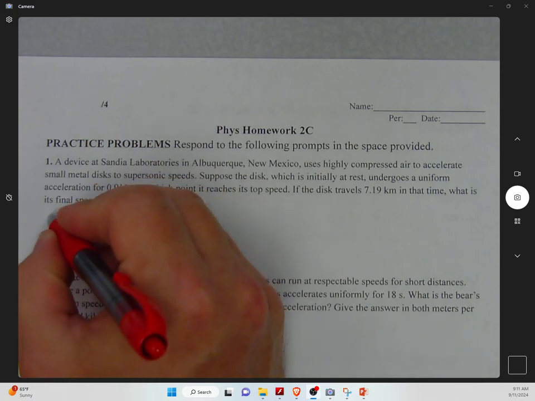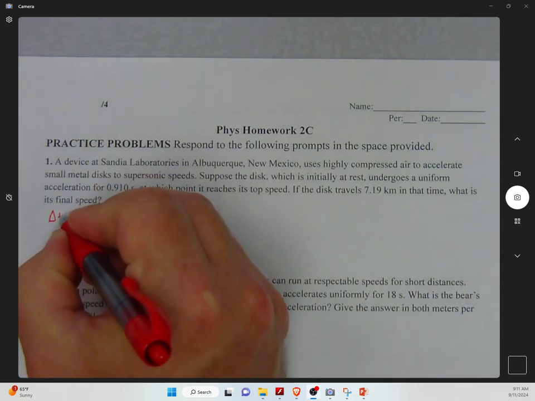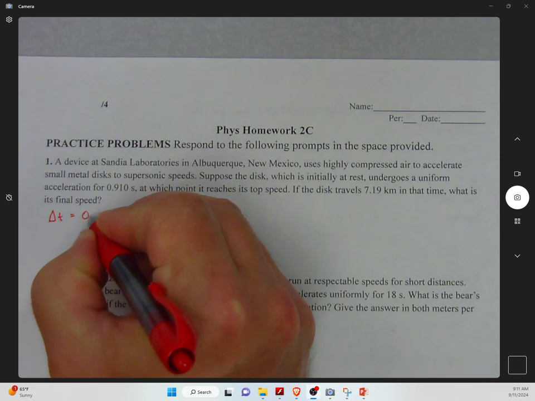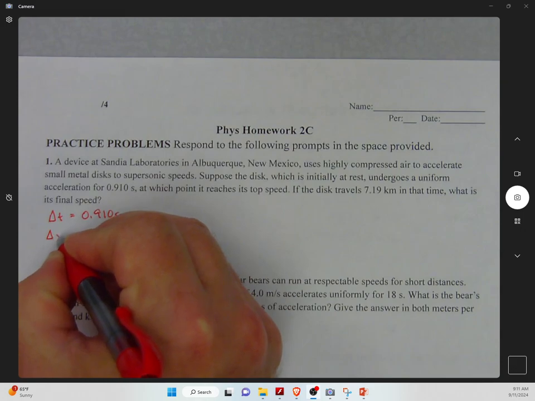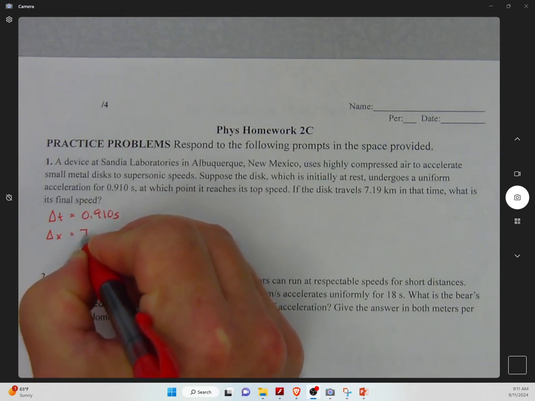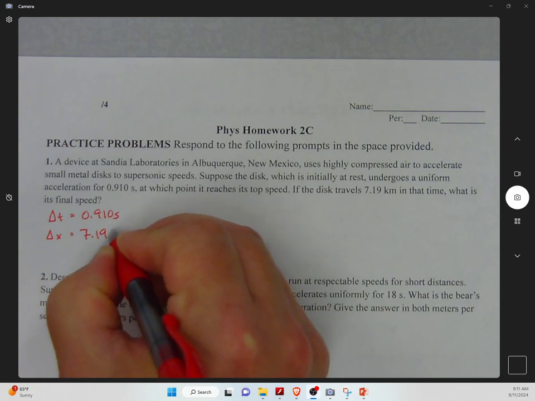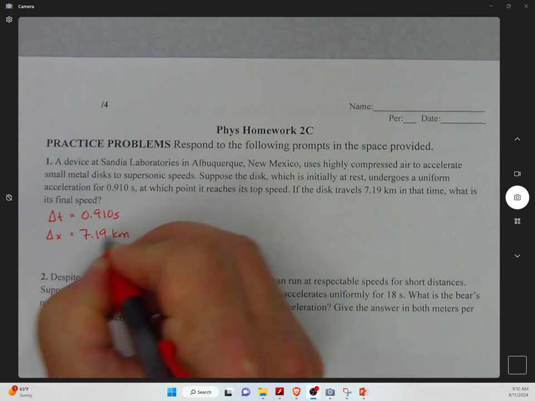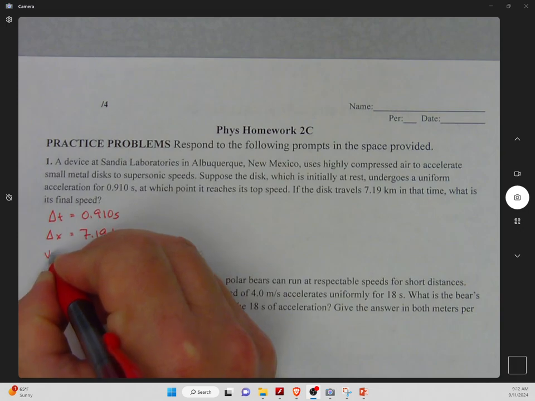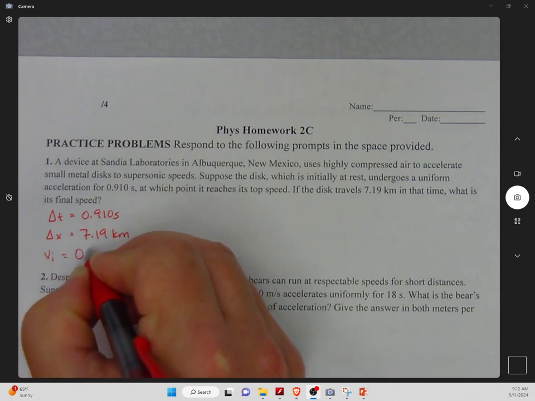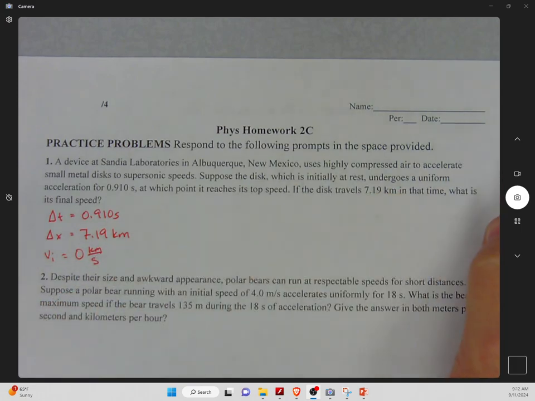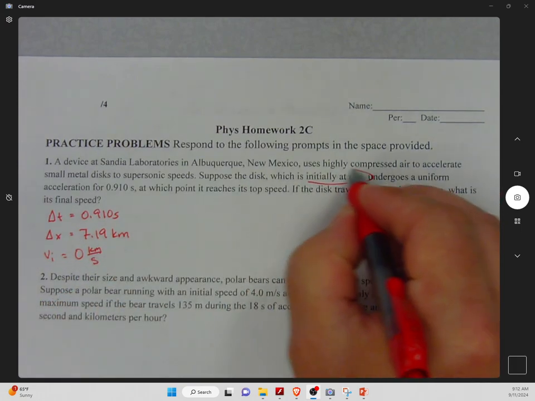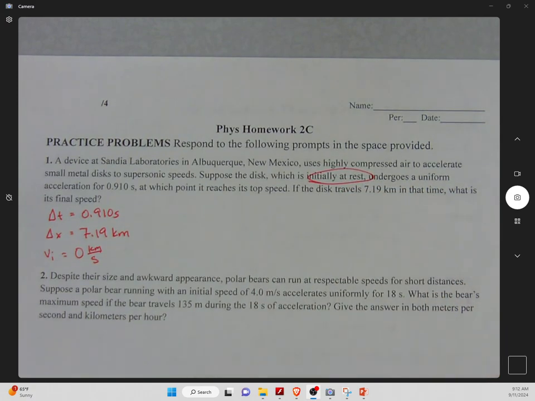So again, I'll repeat myself. I highly suggest that you make a bank of values that you know over on the side. So here I know a delta t, I know a delta x, and I know an initial velocity, because my initial velocity is 0. All right, initially starts at rest.